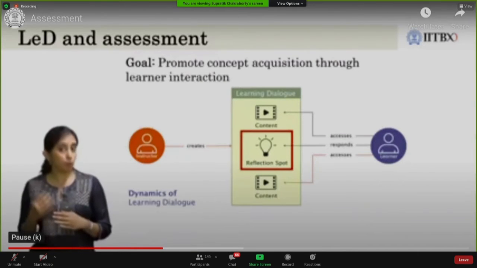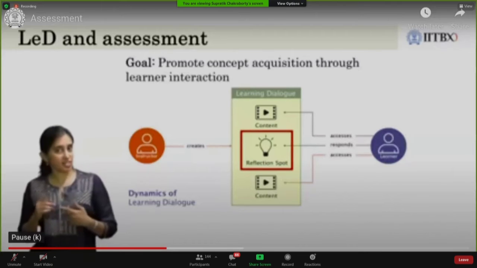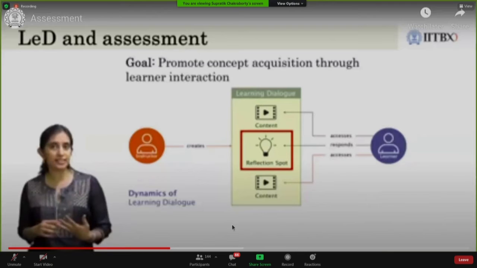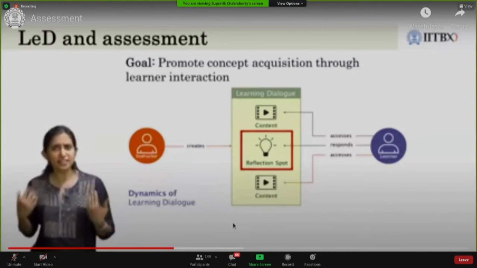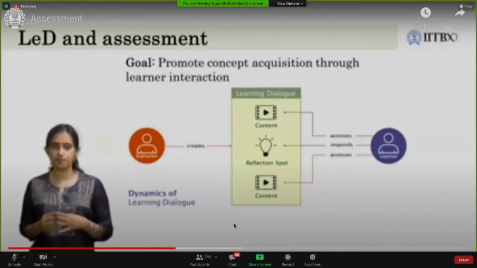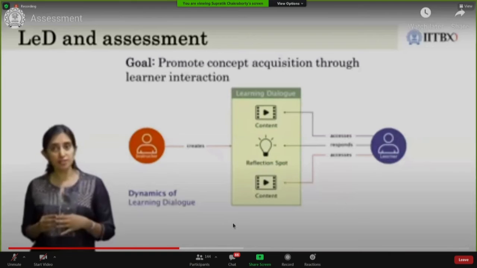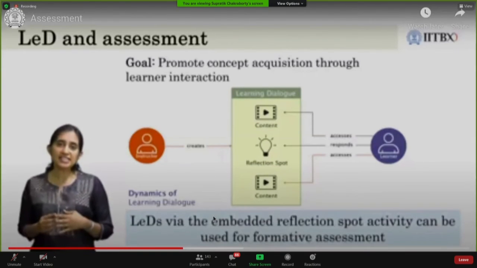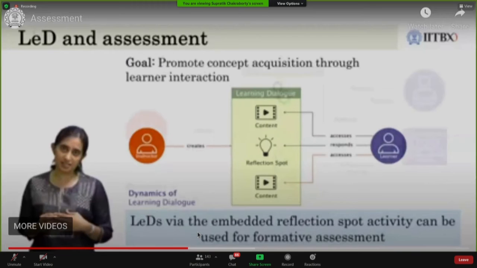This happens via one or more reflection spots in each LED, wherein learners express their thinking, express their prior conceptions, articulate their reasoning, get opportunity to do micro practice, and reflect upon their own actions. Then the instructor gives collective feedback to the various possible responses related to the reflection spot question. Thus, LEDs via the embedded reflection spot activity can be used for formative assessment.